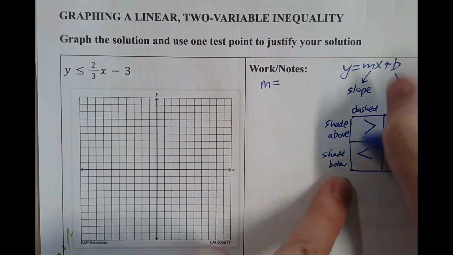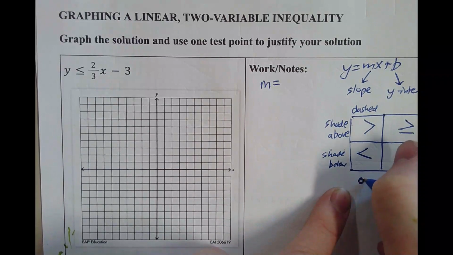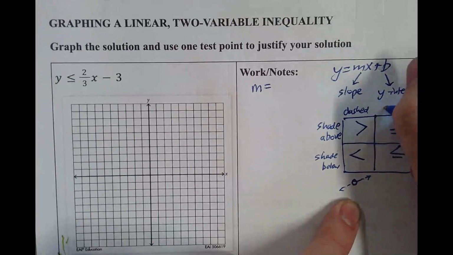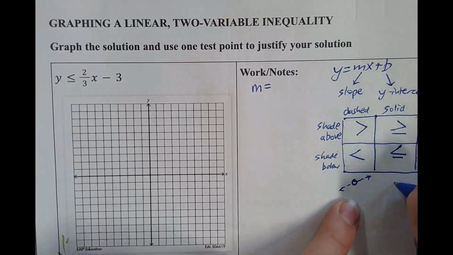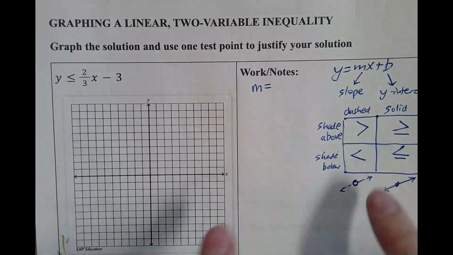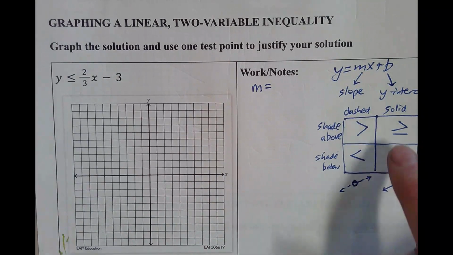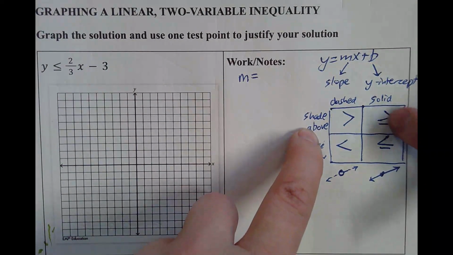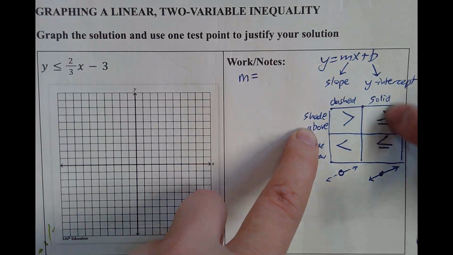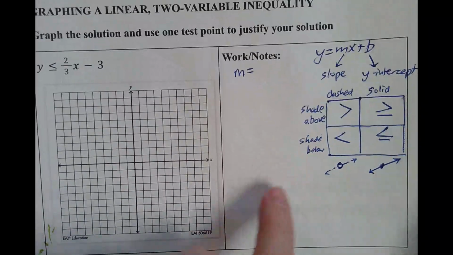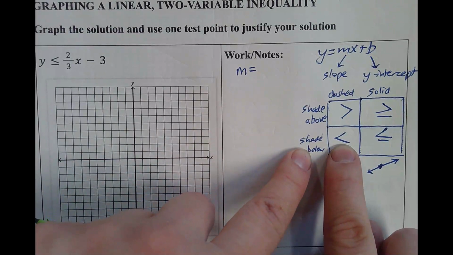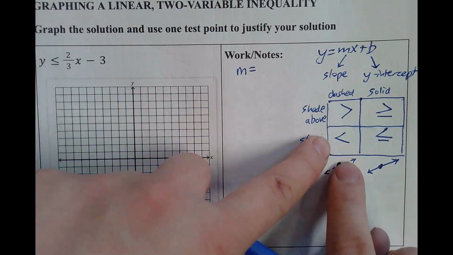Both of these are dashed like this, since they're less than. And these two symbols have to be solid, since they're equal to. Okay, so for example, if I give you a problem where it's this symbol, guess what? That means I have to do shade above, since it's greater than, and has to be solid, a solid line. If I give you this symbol, it has to be shaded below, since it's less than, and it has to be dashed, since there's no equal sign.